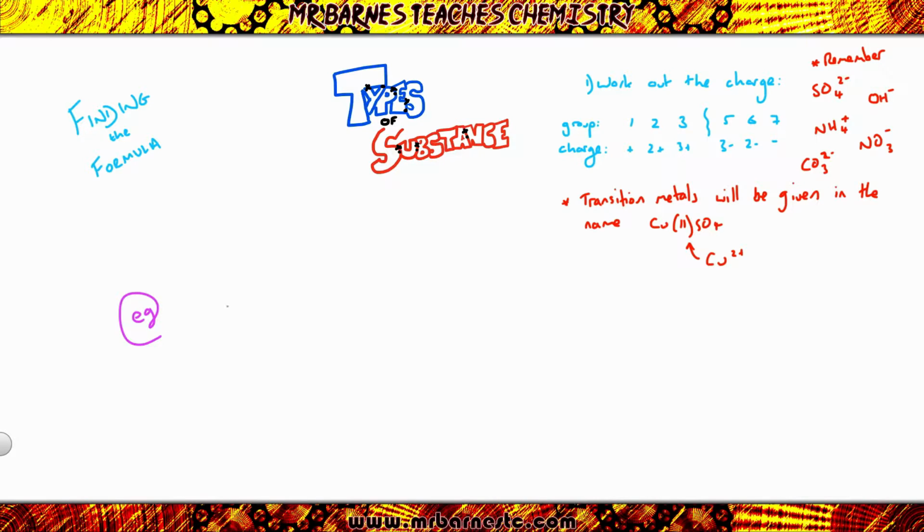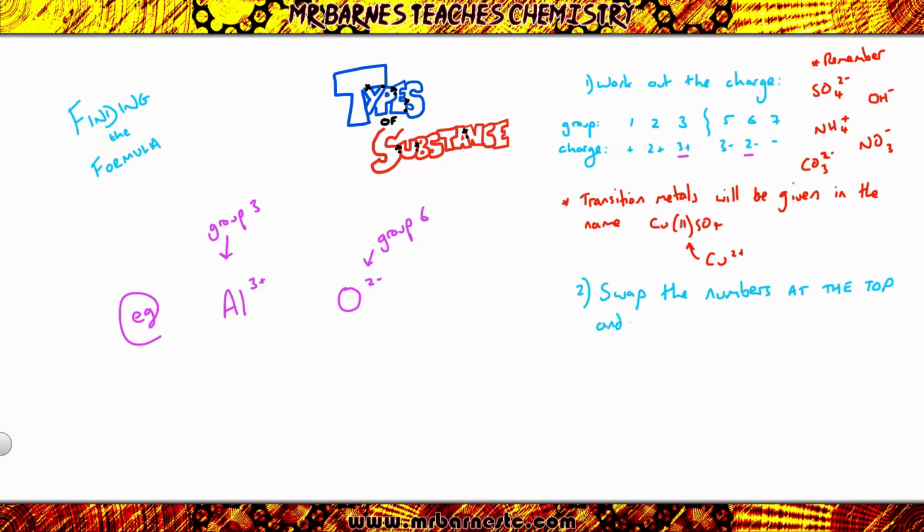So for example, if we go with aluminium and oxygen reacting together to make aluminium oxide, aluminium is in group 3 and oxygen is in group 6. So aluminium is going to be Al3+ and oxygen is going to be O2-. So that's the first step. Step 2, swap the numbers. So get rid of the charge, swap the numbers, and then make them subscript.